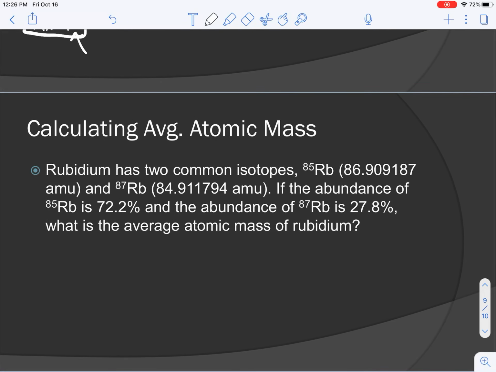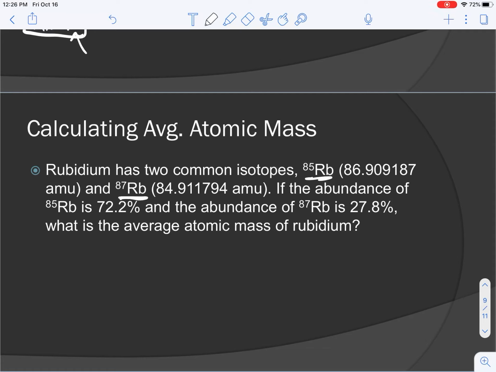So here's a problem where we're going to calculate the average atomic mass for rubidium. They give you the isotope names. This is rubidium 85, and this one's rubidium 87. They each have their own masses. This one is 84.911794 AMU, and the other one is 86.909187 AMU. These go out to a lot of places because they want to be as accurate as possible. That's why the numbers are so long.